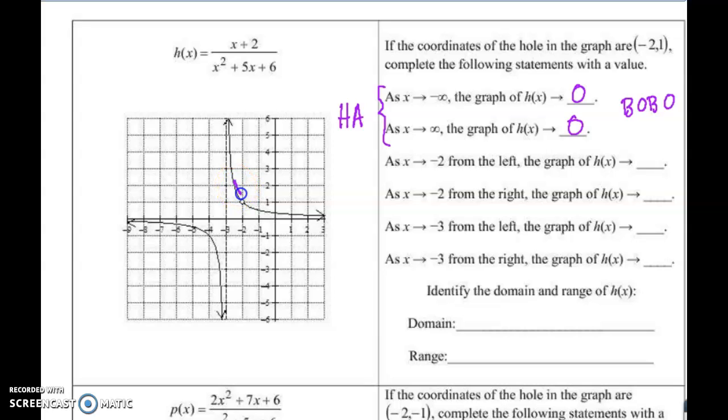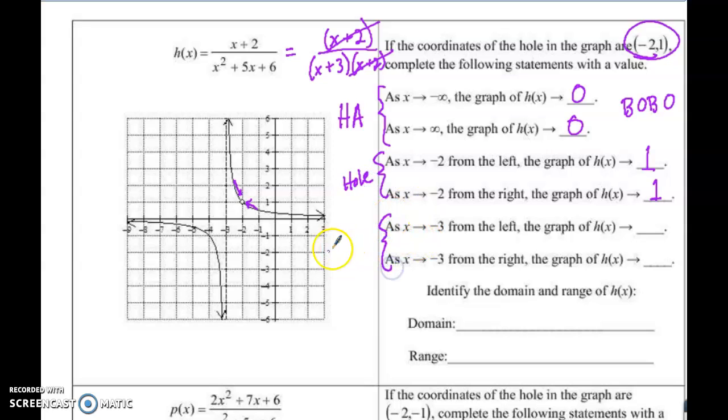Well, if you look at the graph, you can see there's a hole there. You can confirm that it's a hole because the directions tell you it's a hole. And you could also figure it out by canceling out. So just a reminder, you can piece all of this together. Factor the denominator, and you can see the canceling factor is at -2. So that is confirming that we have a hole there.